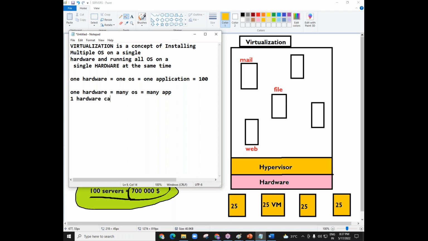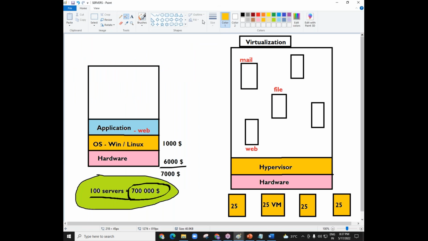Technically one hardware can run approximately 1000 OS. This is such a big relief for companies, right? One hardware can run how many operating systems? Approximately 1000 OS. So what is the advantage in virtualization? The advantage is we can save lots of money. The company is saving lots of money here.